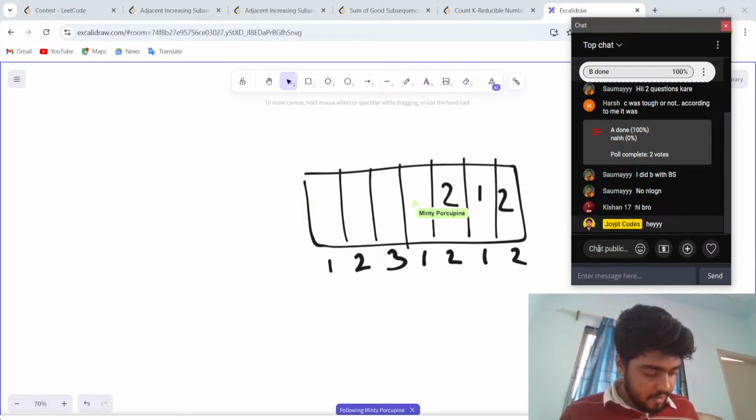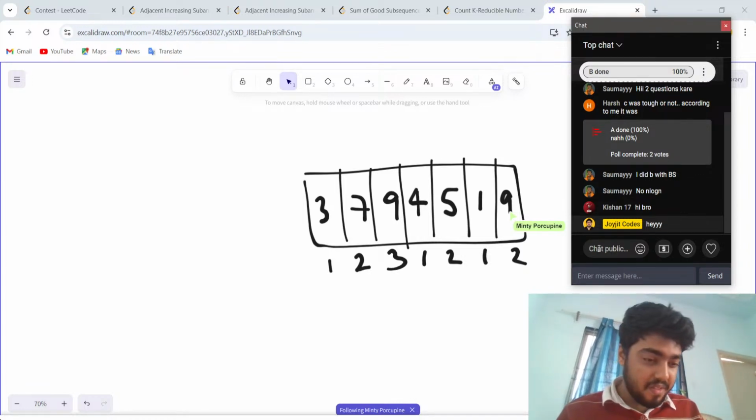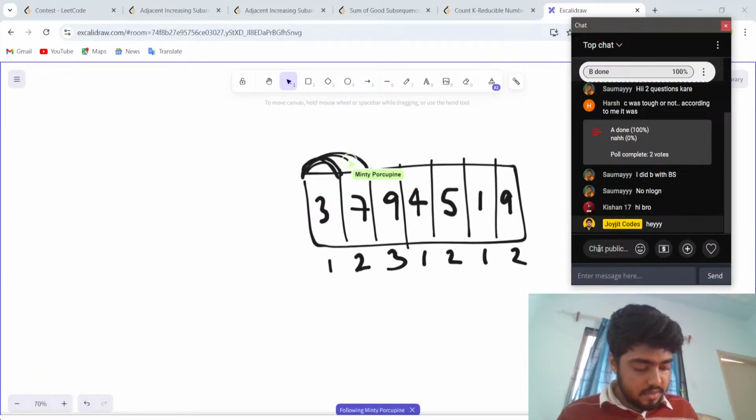Is this clear? I think I should have taken a different example, because the numbers I took gave values that were the same. Let me take a different one: 3 7 9 4 5 1 9. Now see, till 3, this is the largest increasing subarray. For this it is 3 7. And for this it is 3 7 9.